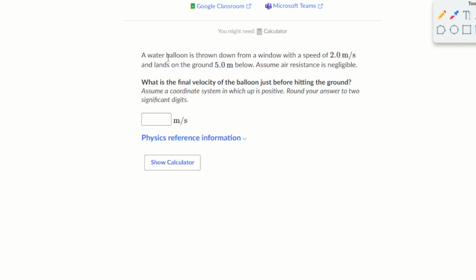Question 5 says, a water balloon is thrown down from a window with a speed of 2 meters per second and lands on the ground 5 meters below. Assume air resistance is negligible. What is the final velocity of the ball just before hitting the ground?